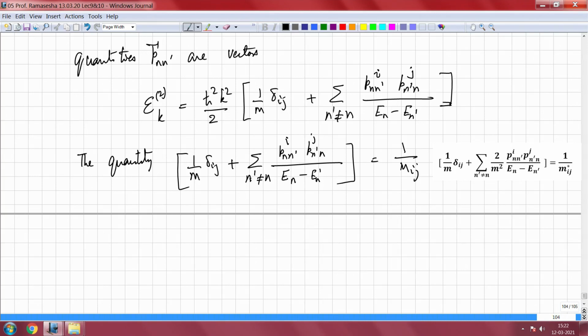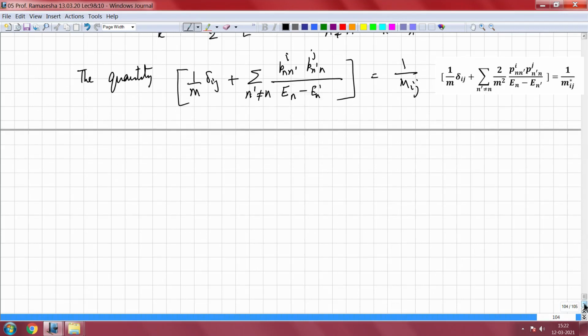So this n and n prime of course are various bands. So what we are actually saying is the following: we have a whole bunch of bands. I have a band here, a band here, another band here, another band here, and so forth. Somewhere around some value of k, I want to find out what the effective mass is.